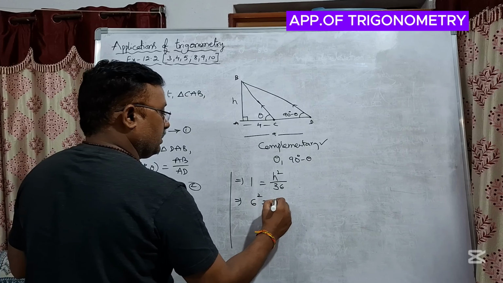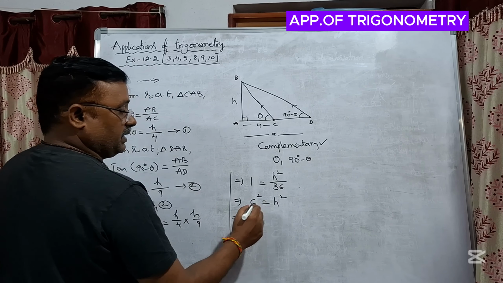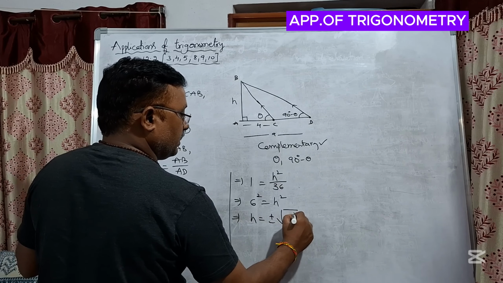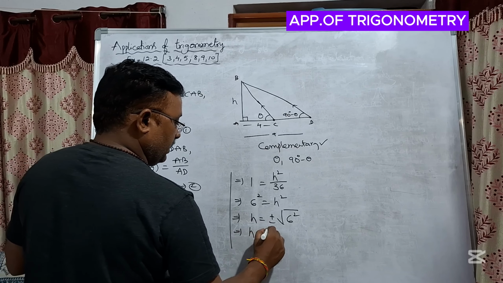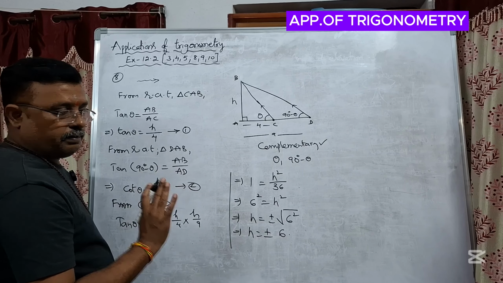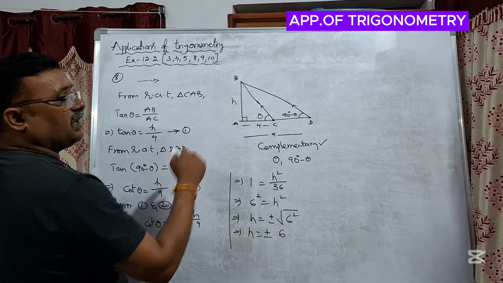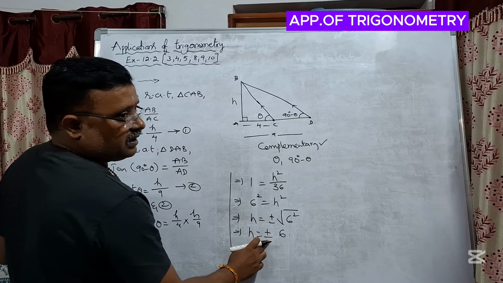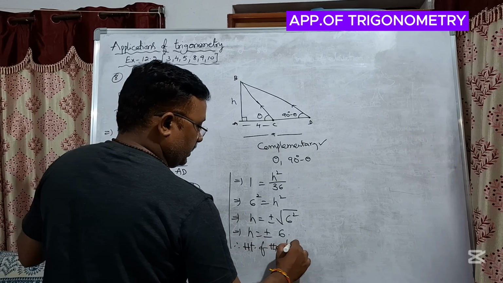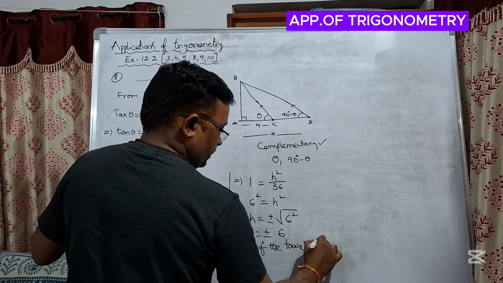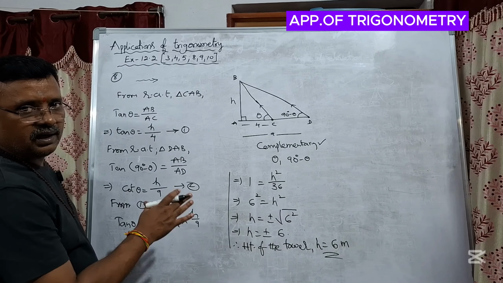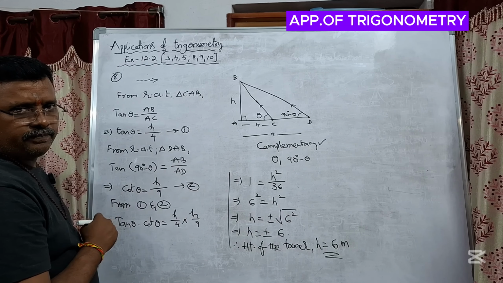I can write it as 6 square equal to h square. That implies h equal to plus or minus root 6 square, that implies h is equal to plus or minus 6. That is the actual value of h according to mathematics. But h is the height of the tower, which cannot be measured in negative values. Therefore, height of the tower h equal to 6 meters, positive value. That's it. This is the conclusion. Understood, Nana? See how simple it is.